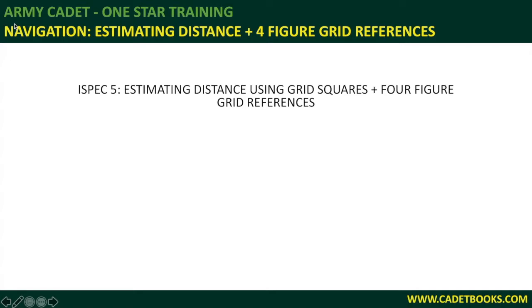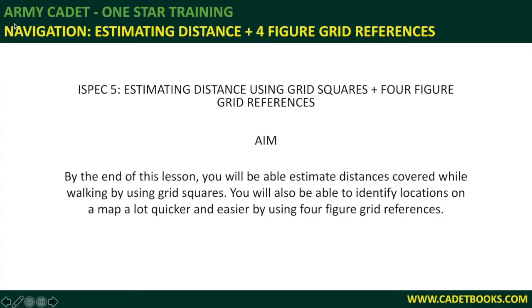This lesson, Ispec 5, estimating distance using grid squares and 4-figure grid references. Aim. By the end of this lesson, you will be able to estimate distances covered while walking by using grid squares. You will also be able to identify locations on a map a lot quicker and easier by using 4-figure grid references.